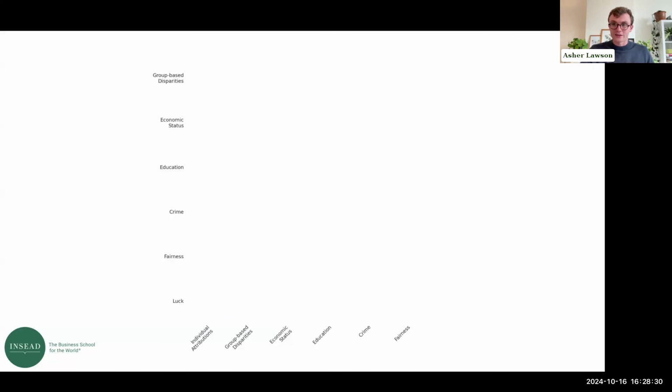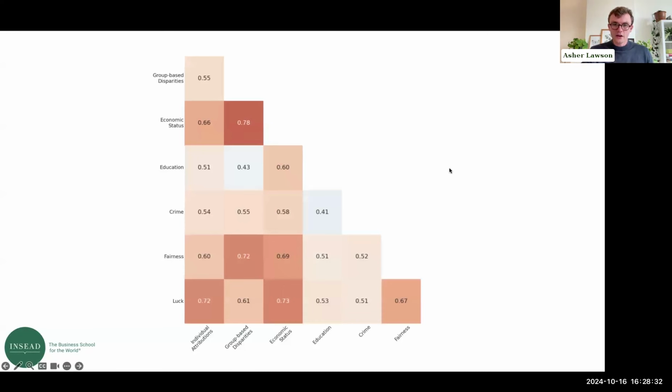So it turns out that that is the case. In languages where you viewed inequality as related to economic status, so being rich and poor, you also tended to view it as related to group-based disparities, so that discrimination and that prejudice. We see some weaker relationships where, to some extent, whether you viewed inequality as related to education or not wasn't really related to other sets of beliefs. But we see clear evidence that these types of beliefs hang together.